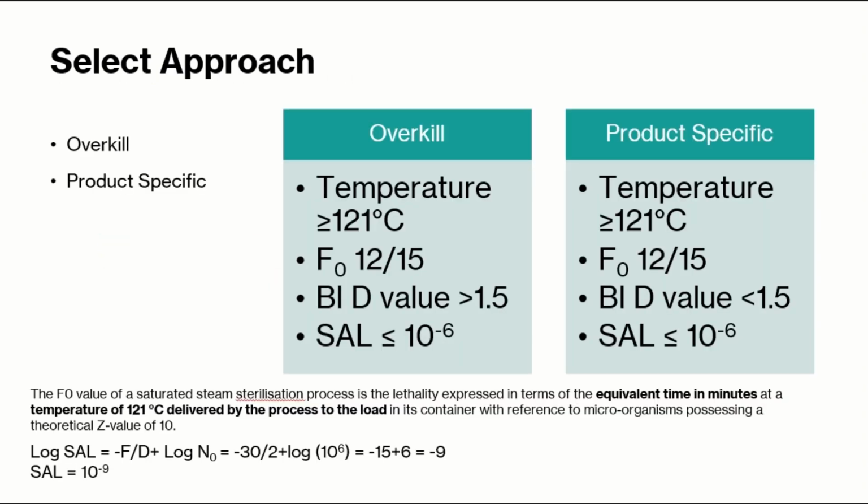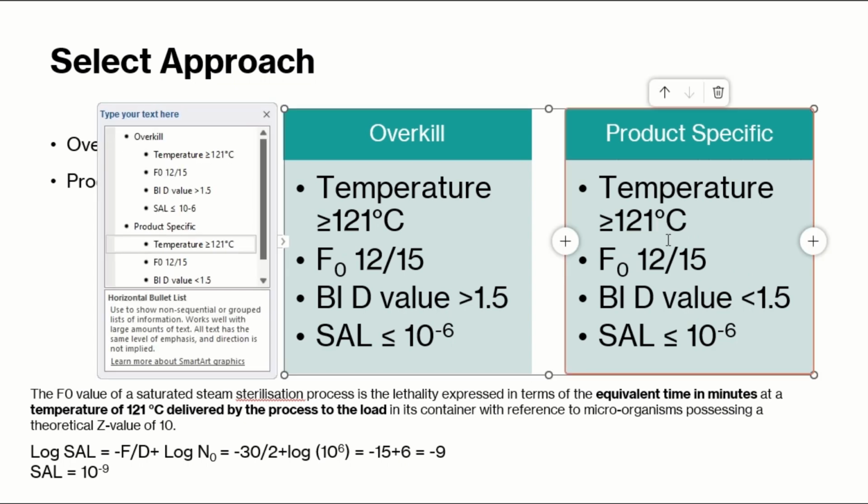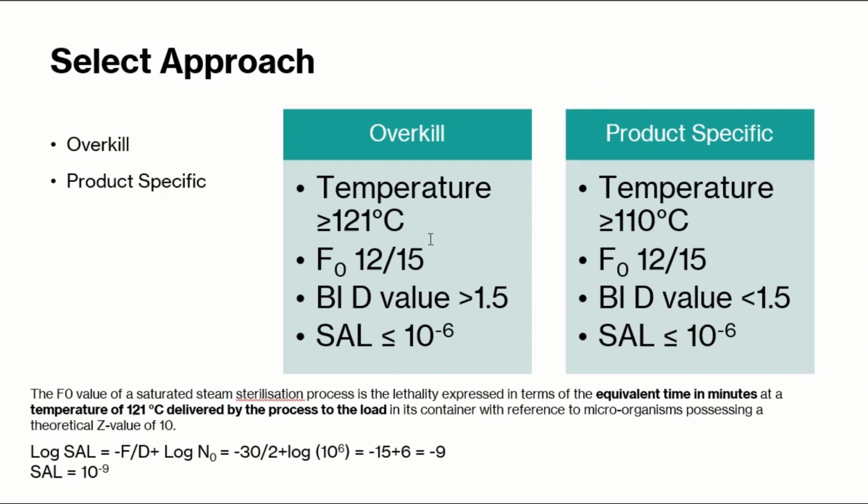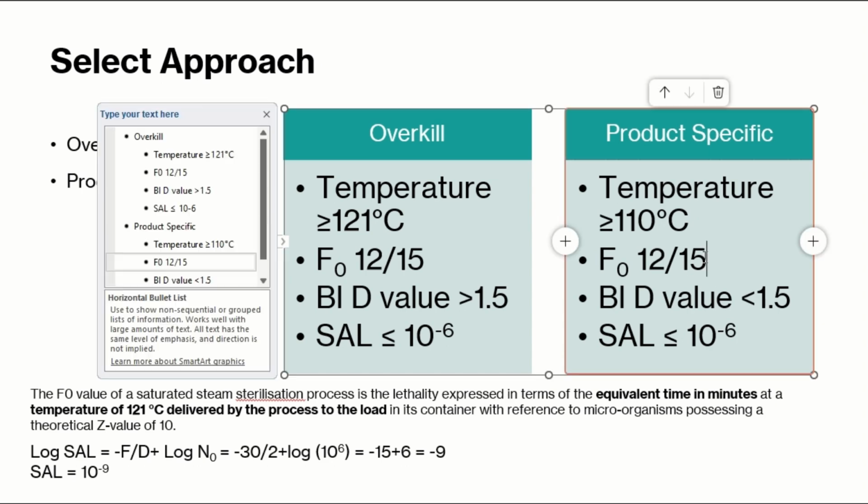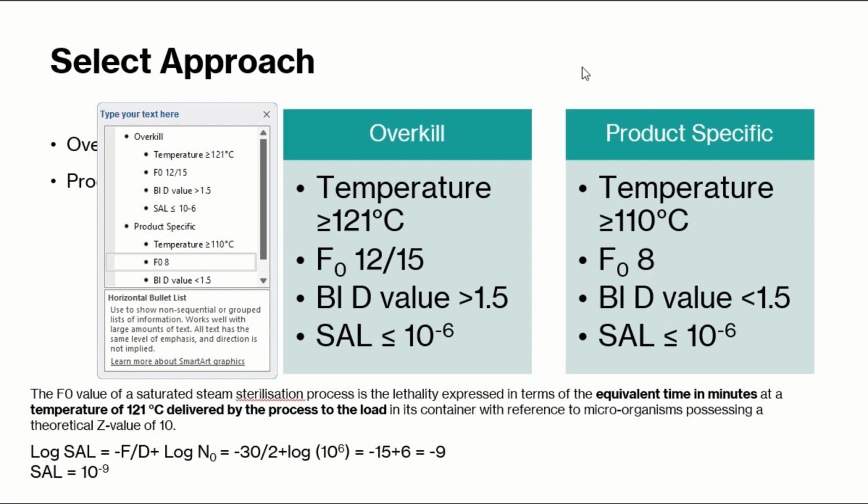Let's get back to my other slide. So overkill approach, what you're expecting, the temperature must be more than 121, and product specific approach, temperature may not, temperature is 121 degree. Sorry, it's a mistake. Yes. So overkill approach temperature must be 121 degree, and the product specific approach temperature is more than 110 degree, because that is the minimum temperature you need to maintain if you claim your process is sterile. So F0 is 12 or 15 based on the requirement. Oh, I made a mistake.